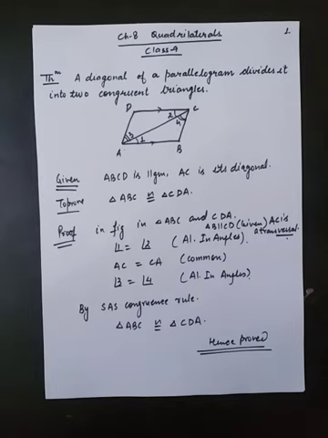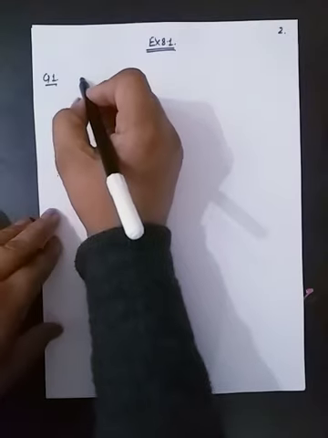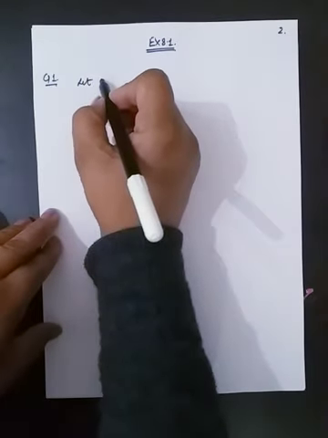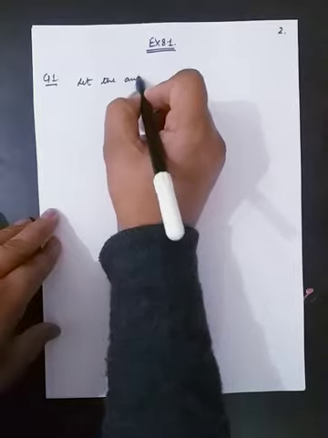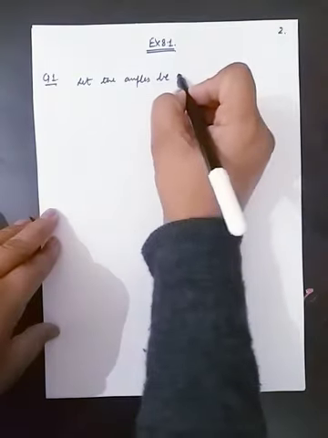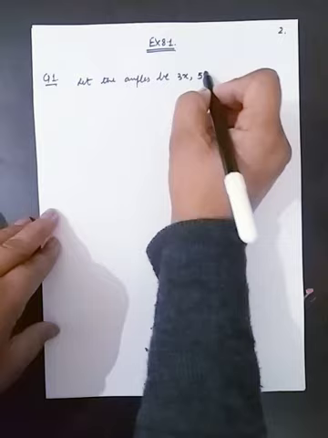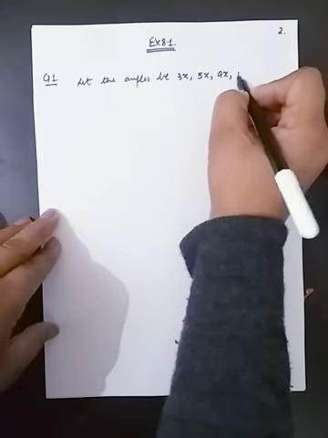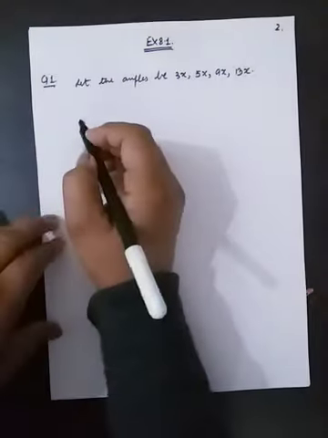Let us start exercise 8.1. Question number 1. The angles of a quadrilateral are in the ratio of 3, 5, 9, 13. Find all the angles of the quadrilateral. So what we have to do? Ratio is given. So let us assume that the angles be 3x, 5x, 9x and 13x.